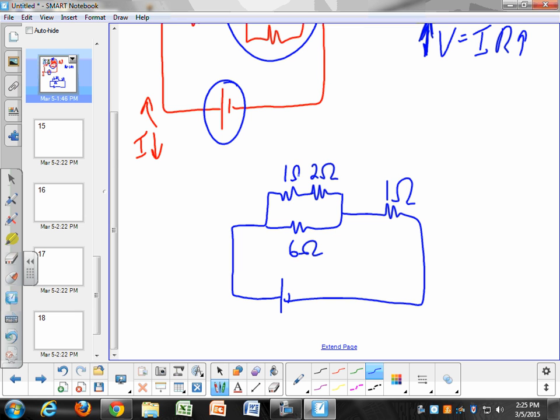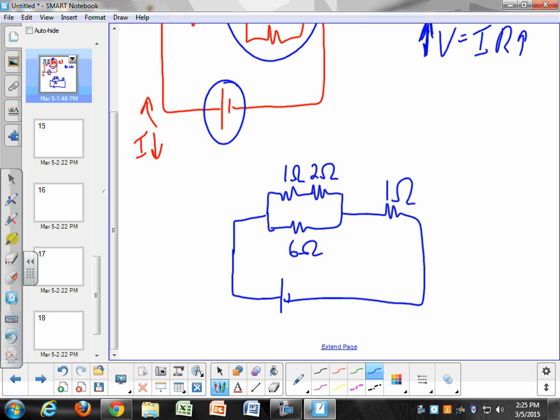Which of these resistors will have the biggest current? That should be an easy question. Which of these resistors will have the biggest current? Right, this one right here, because all of the current's going to go through this resistor. So that one clearly will have the biggest current.